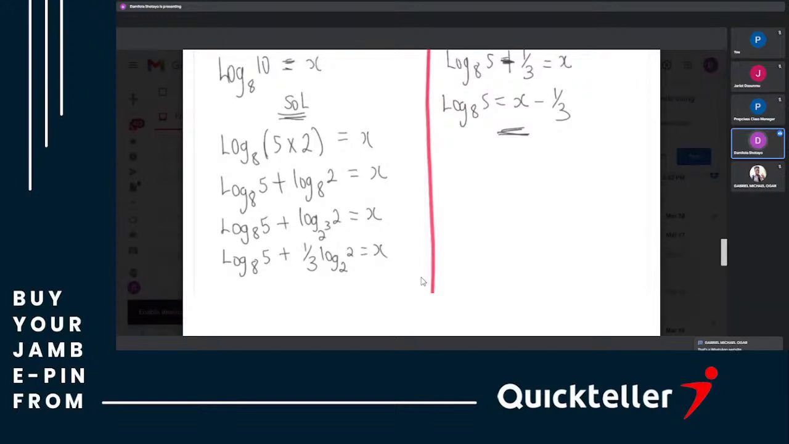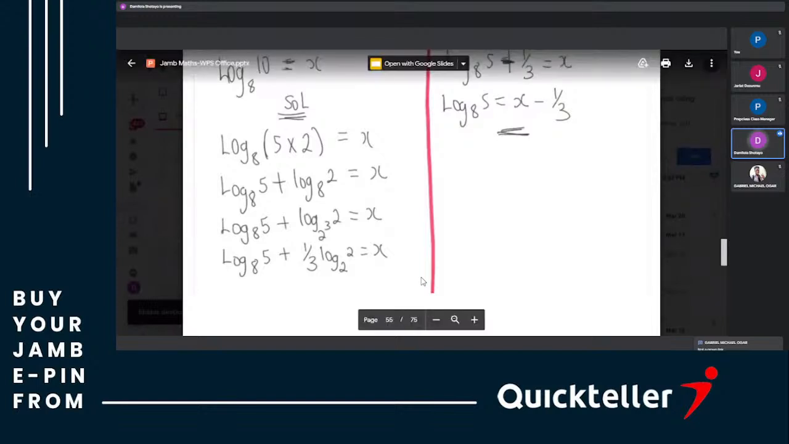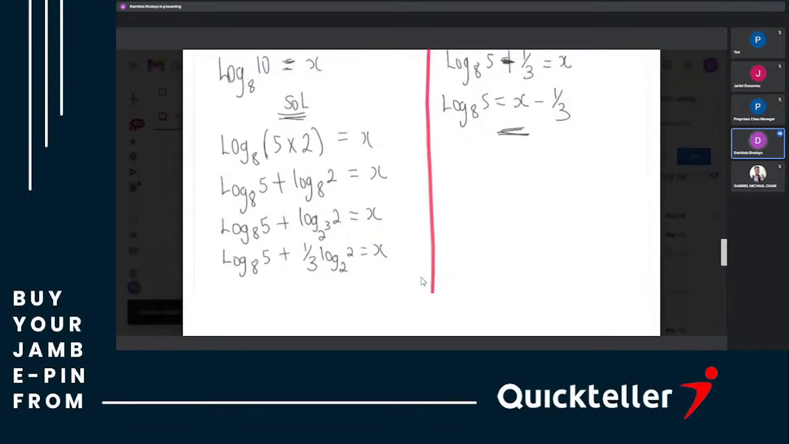The log 8 2 can be simplified. 8 is 2 to the power 3, because 8 is a power number. Although I didn't simplify this one. Why didn't I simplify log 8 5? Because log 8 5 is what it told me to find. It is the one in the question that it told me to find. So you don't need to simplify log 8 5. But log 8 2, 8 is 2 cubed. That 3 power beneath will become 1 over 3 in the front. 1 over 3 log 2 2.